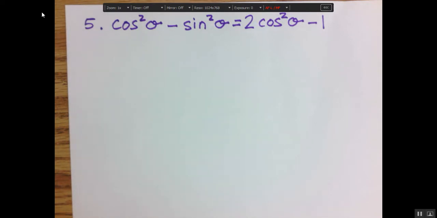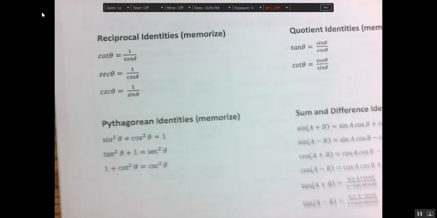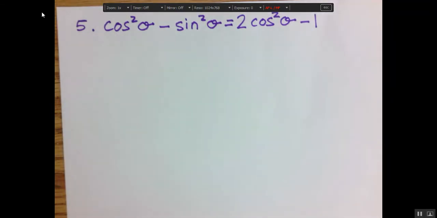I have sine squared theta plus cos squared theta equals 1. Is there any direct substitution I can do there? Yeah, so the Pythagorean that seems to apply here is this one. Sine squared theta plus cos squared theta equals 1. Is there anything I can directly substitute in here on either the left or the right side? So I don't have a sine squared plus cos squared, but do I have a 1? Yeah. What could I change the 1 to?